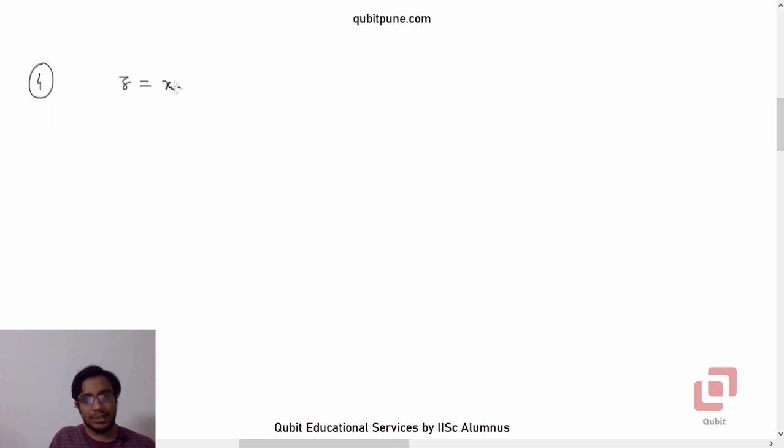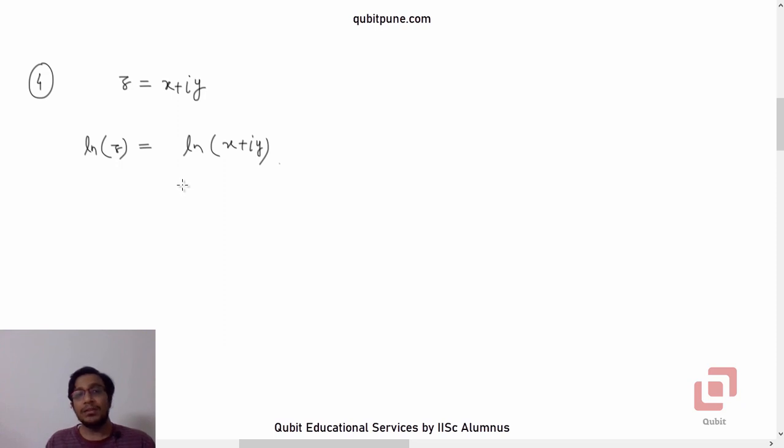We know that z is x plus iy. So if we are defining log of z as simply log of x plus y, then it is not going to help us anymore, or it is not going to provide any information as far as the evaluation is concerned.